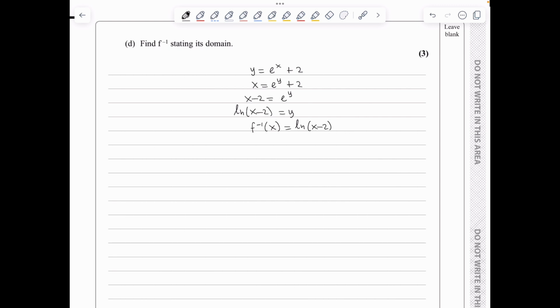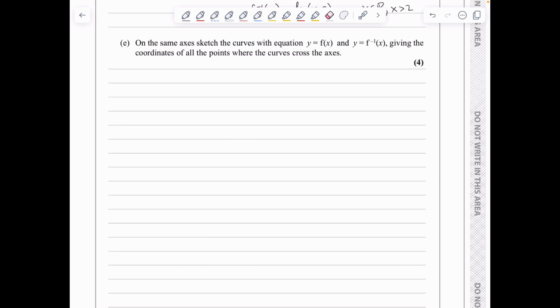but we also need to provide the domain of f inverse. Well, the domain of the inverse is the range of the original f of x, and we have found previously the range to be all y's being greater than 2. So in this case, for f inverse of x, the domain will be x belonging to the reals and x being greater than 2.